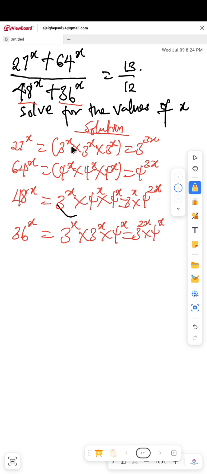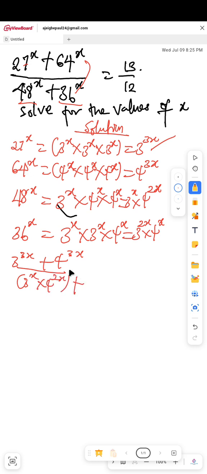All right, so we can now rewrite this whole equation by putting in all these factorized values. So we are going to have 27 raised to the power of x, which is 3 raised to the power of 3x. So we have 3 raised to the power of 3x plus 4 raised to the power of 3x over 3 raised to the power of x times 4 raised to the power of 2x, then plus 3 raised to the power of 2x times 4 raised to the power of x. Then everything is equal to 13 over 12.